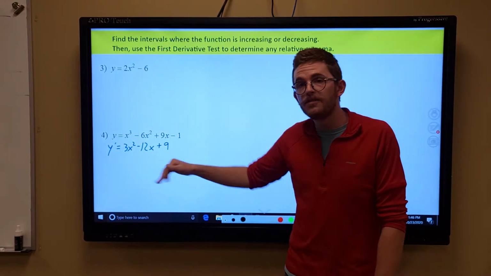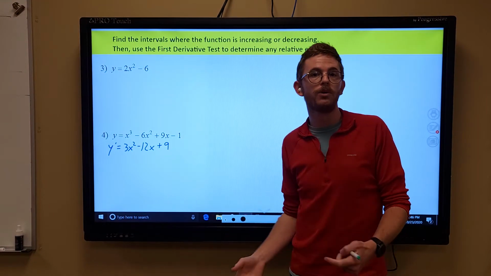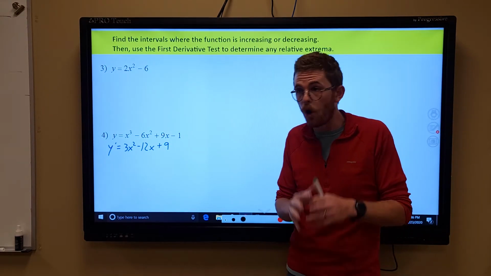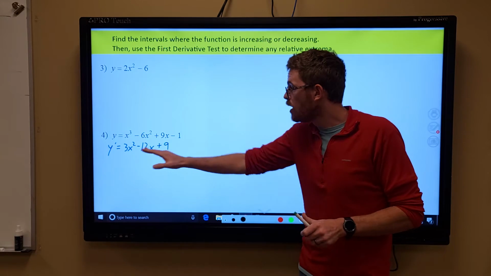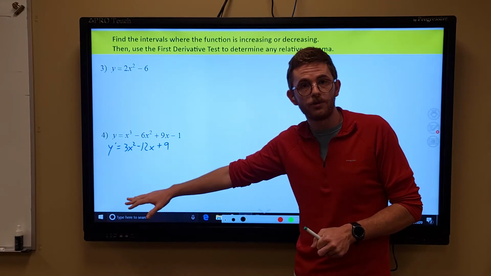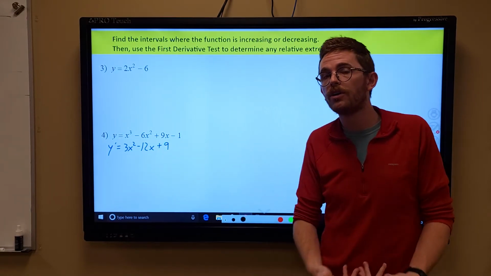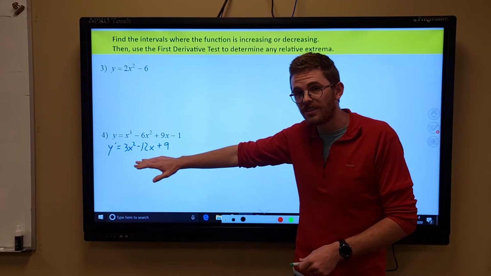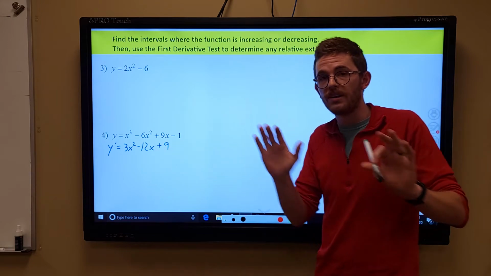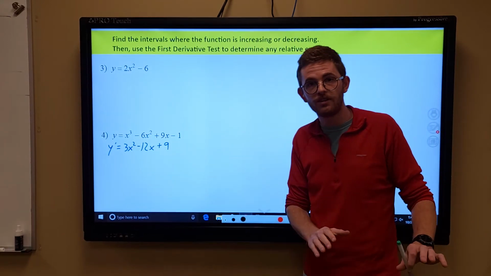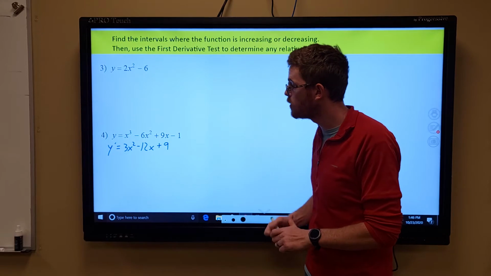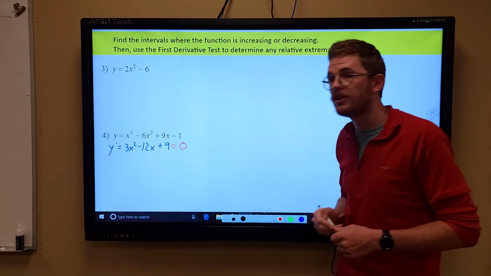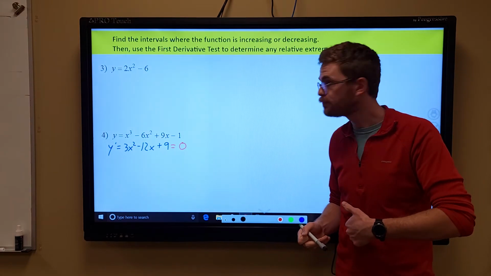Once again, our derivative is resulting in another polynomial. And a polynomial, of course, is always continuous. It's always existing. So when we're looking for critical values, remember, critical values are when the derivative doesn't exist, or when the derivative equals 0. Because it always exists, I'm going to find all critical values that give me a result of 0.